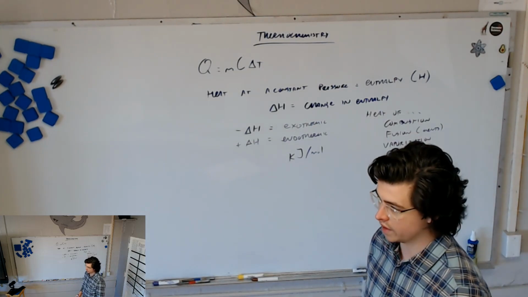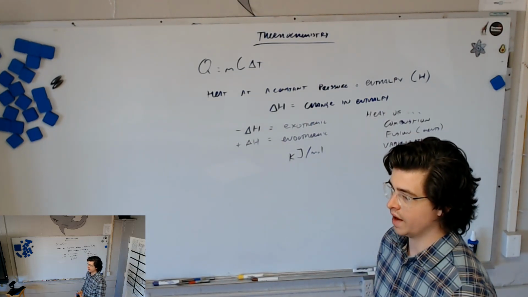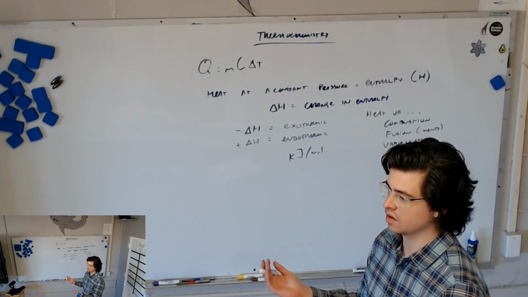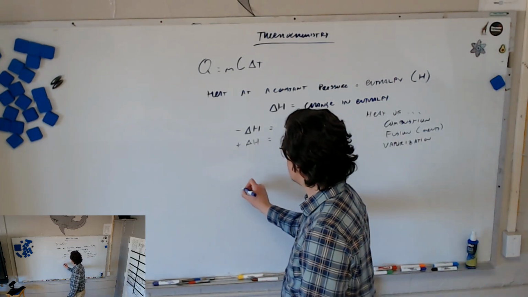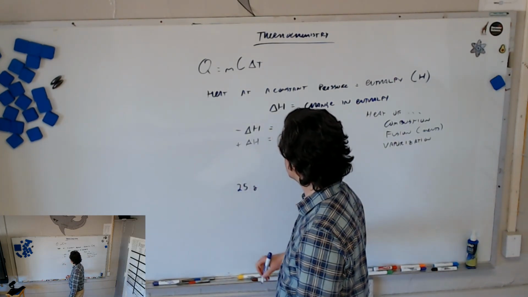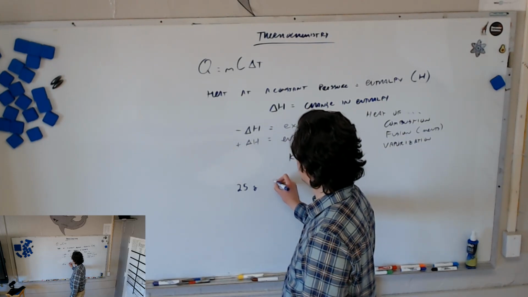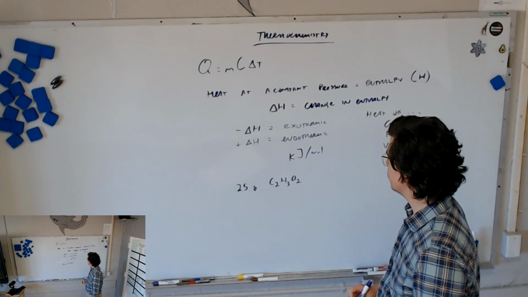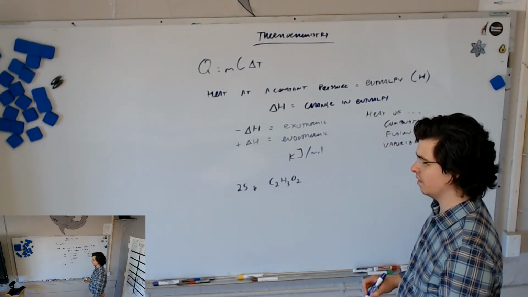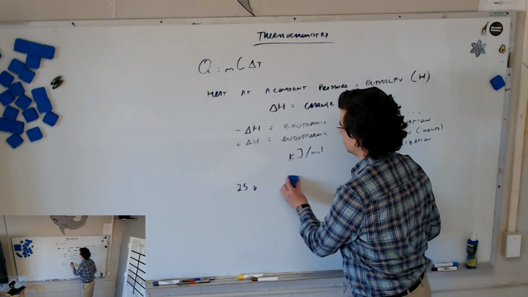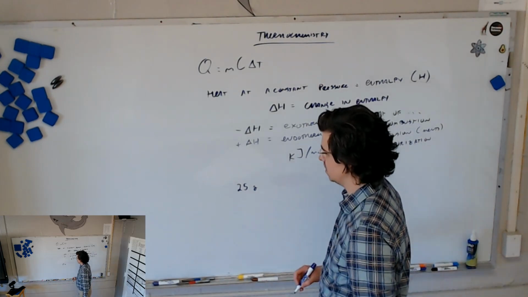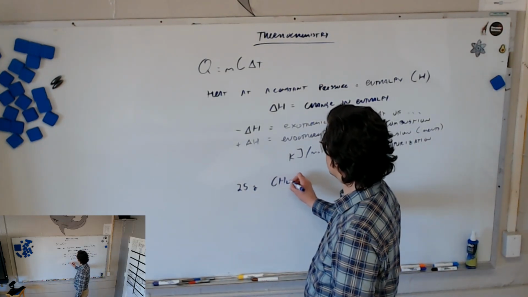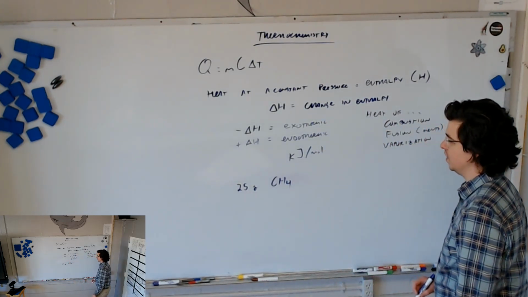If we're trying to calculate, for instance, these are pretty simple equations, but say we have 25 grams of ethanol, C2H3O2. That's not right, is it? Let's not say ethanol. Let's say methane, because I can actually remember the formula for methane: 25 grams of methane, CH4.